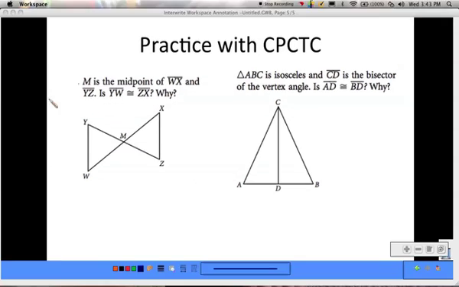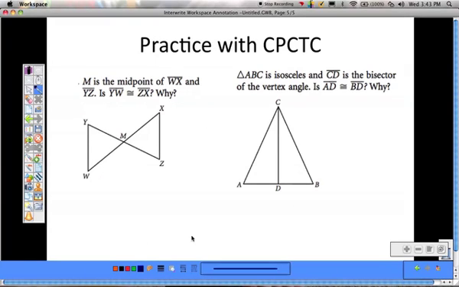All right, so for each of these, we're just kind of going to write a paragraph proof explaining why these are true. So M is the midpoint of WX, so it's the middle of this line. And M is the midpoint of YZ. So these two lines are the same, and these two lines are the same. It's asking you, is this line congruent to this line? Why? All right, first step, we want to show the two triangles are congruent. So which of the four theorems can we use? And if you notice, this is side, angle, side.